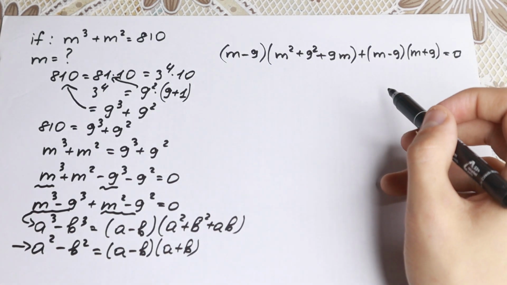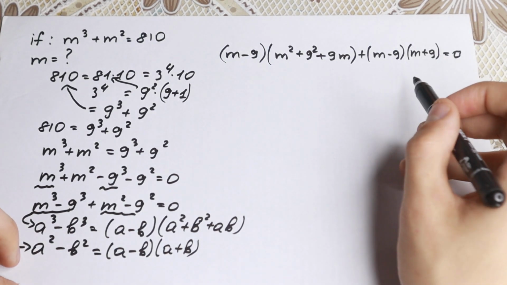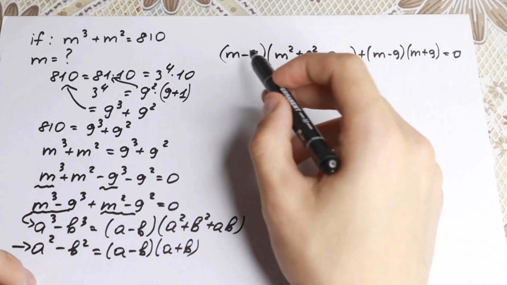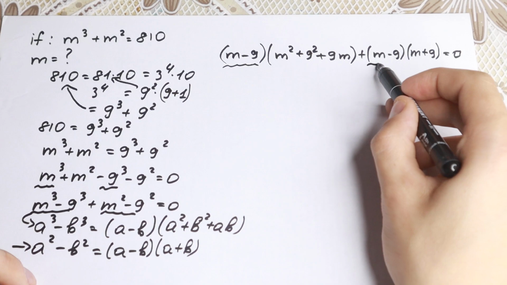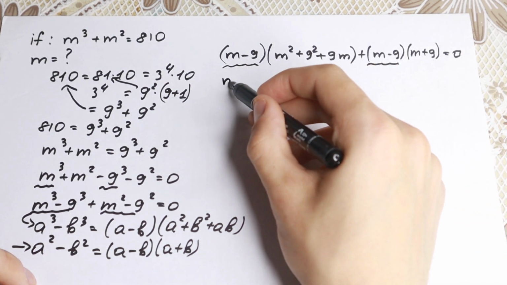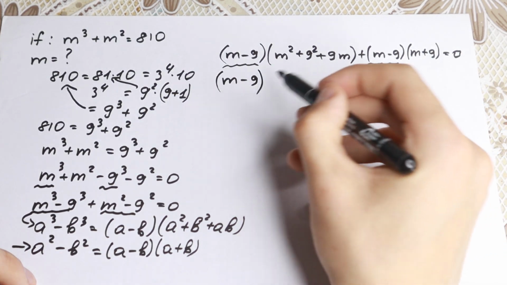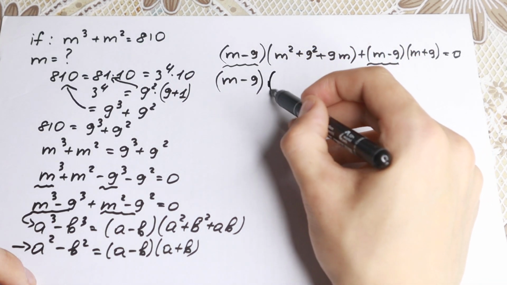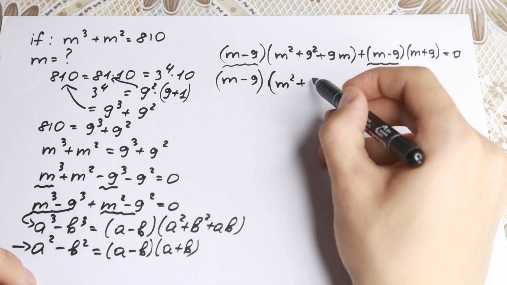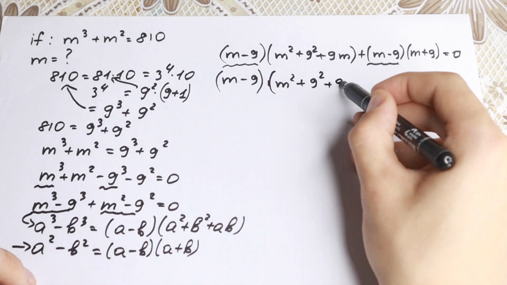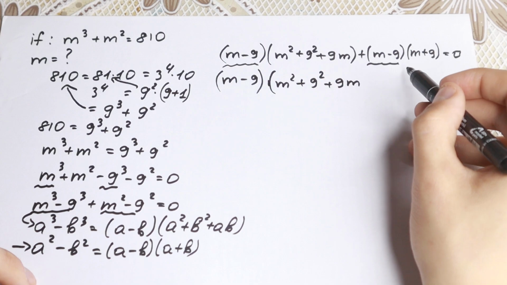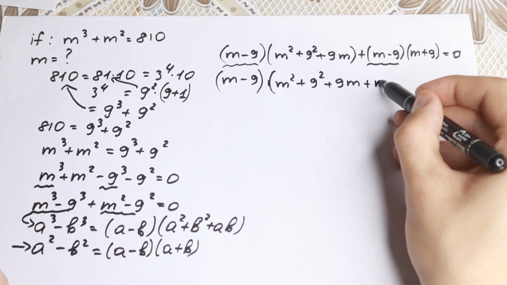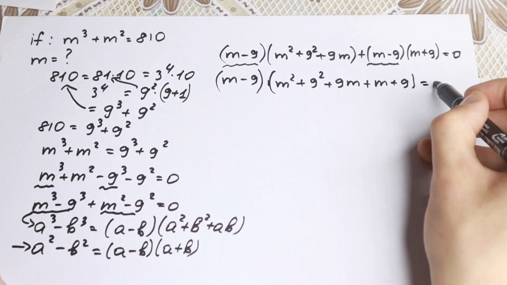Okay, if we look closely, we have four parentheses, and on the first side this is really hard, but how can we factor it? Take a look, (m - 9) and (m - 9). We can easily factor it. So we factor out (m - 9), and in the second parentheses, from this one, we still have this expression, m² + 9² + 9m, and from the second part we will have plus m and plus 9 equal to 0.